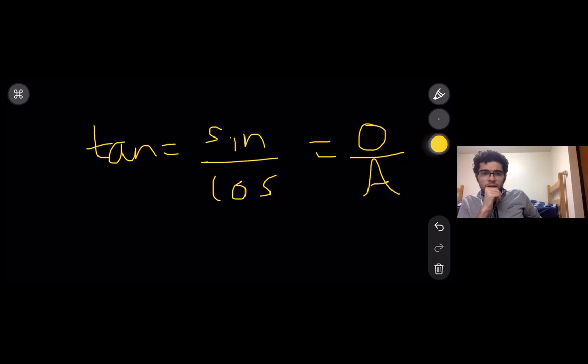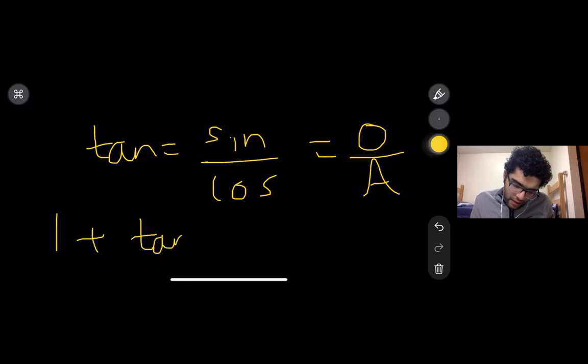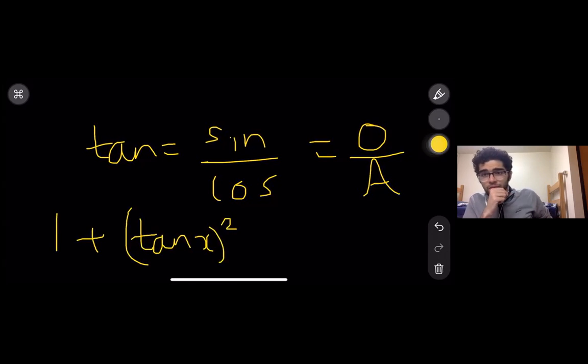Okay. Tan is opposite over adjacent, which is sine over cos. Let us see, in any given triangle, what is 1 plus tan of x the whole square. Let's see what this is. Again, we don't know which triangle it is. We don't know what the angle is. We are trying to use the definition of tan to see what we will get.